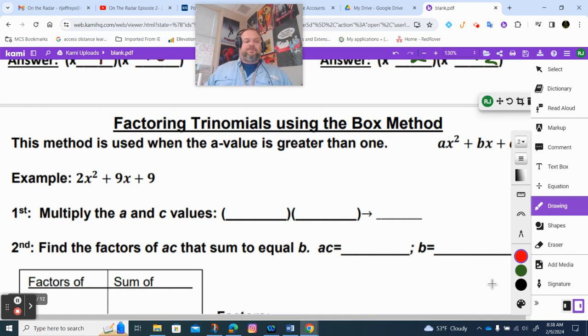All right. Here's our A, here's our B, here's our C. The first thing we have to do is multiply the A and C values.